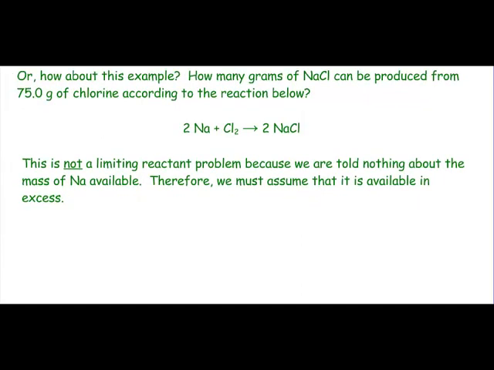Here's another example. This one simply says how many grams of sodium chloride can be produced from 75.0 grams of chlorine according to the reaction below. We know that we're starting with 75.0 grams of chlorine. We're not told anything about the amount of sodium that we have. So consequently, we make the assumption, and this is appropriate in chemistry, that sodium's available in excess. Consequently, this is not a limiting reactant problem either.